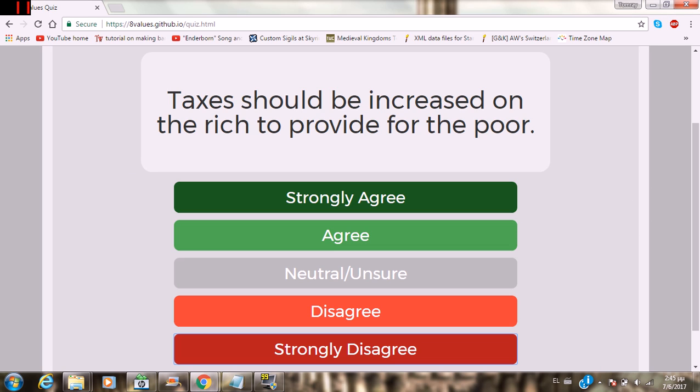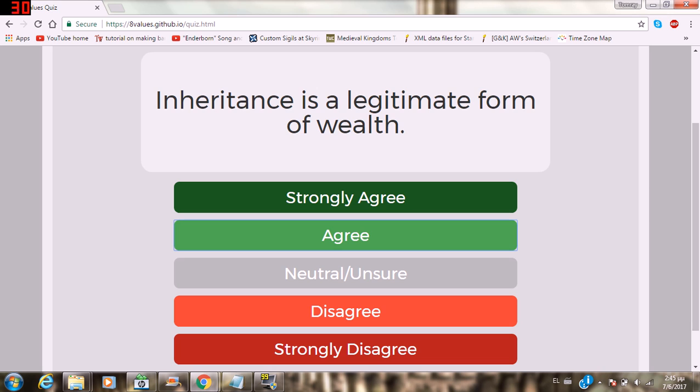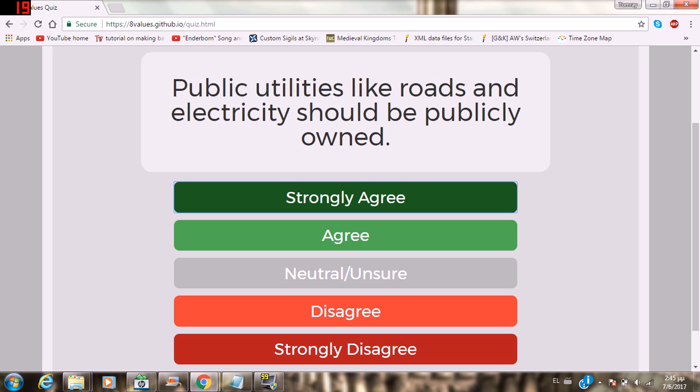It really can't. Taxes should be increased on the rich to provide for the poor. Not to provide for the poor, but they should be increased on the rich. Yeah. Inheritance is a legitimate form of wealth? Absolutely. Public utilities like roads and electricity should be publicly owned? Yeah.